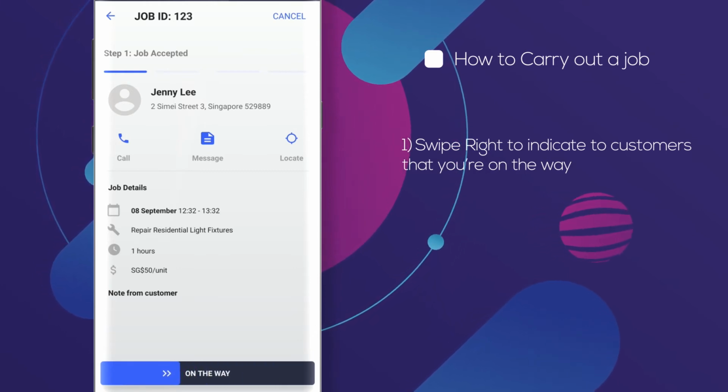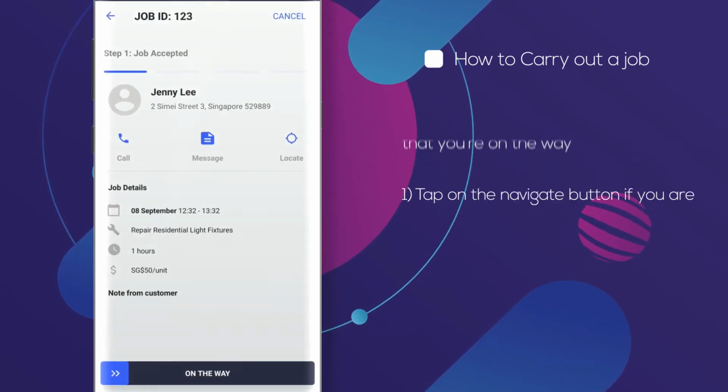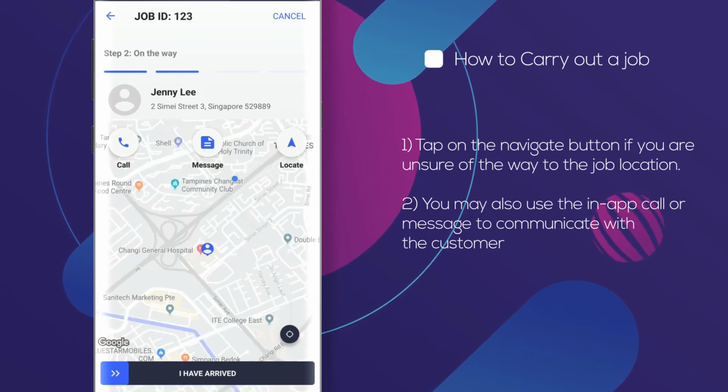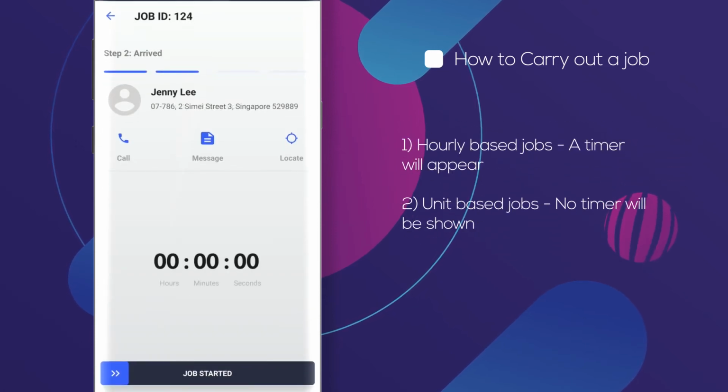When you're on the way, customers will receive a notification, so they'll be expecting you soon. You can choose to navigate if you are unsure of the way to the job location. Once you have reached the job location, swipe right again on the bottom to inform the customer that you have arrived. When you are ready to start the work, swipe again to start the job.